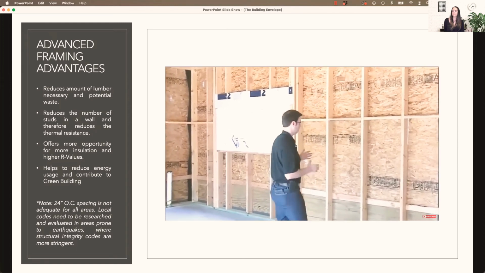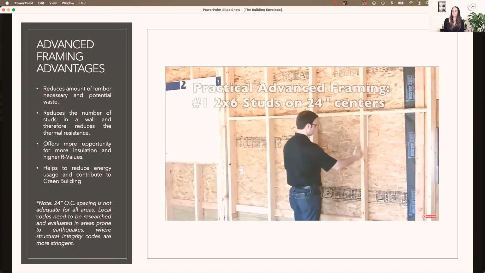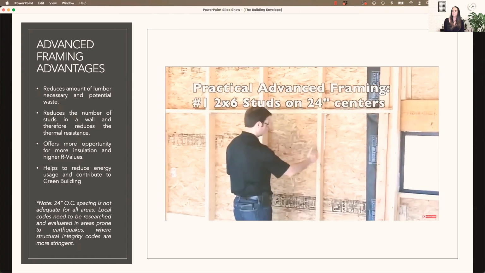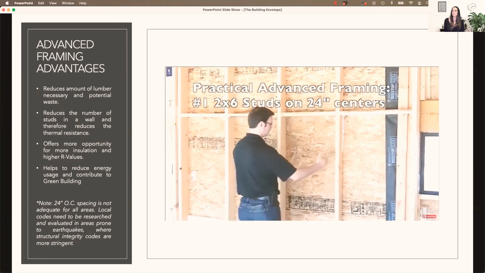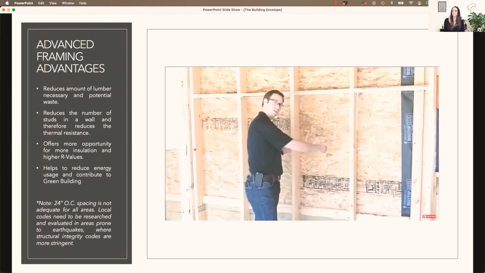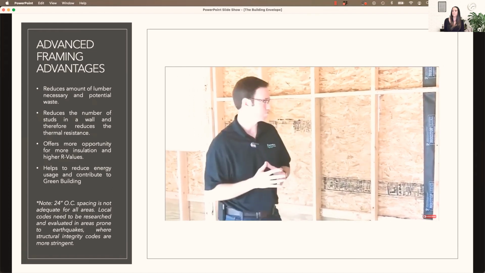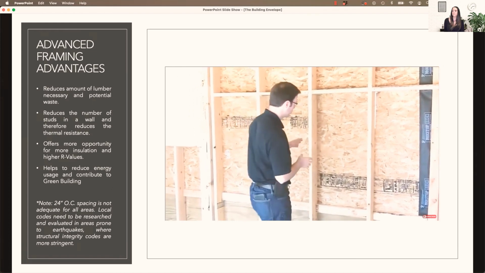And one of the first things we want to talk about when we're talking about advanced framing is the distance between the studs. These studs here, these 2x6s, are on 24-inch centers. So it's 24 inches center to center in these studs. Most houses are framed 16-inch on center, and that's unnecessary. 24 inches on center is plenty.